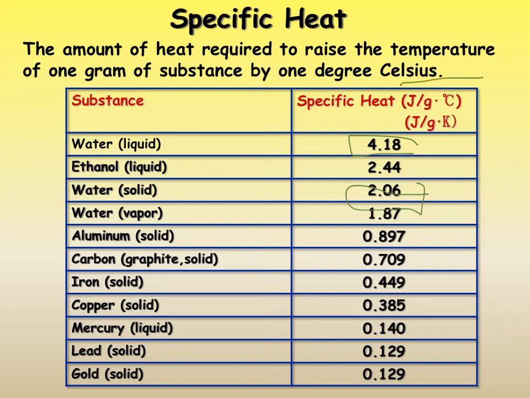Okay? One thing to note is that the units can be joules per gram times degrees Celsius or joules per gram times Kelvin. All right. In this situation, you can use either one, as long as for your change in temperature, you're using both degrees Celsius minus degrees Celsius. Okay. These do not work, however, with Fahrenheit. You have to use Celsius.